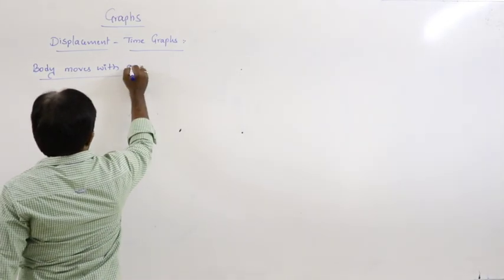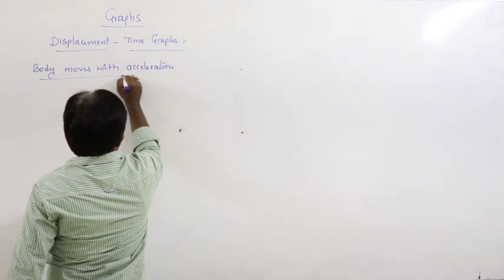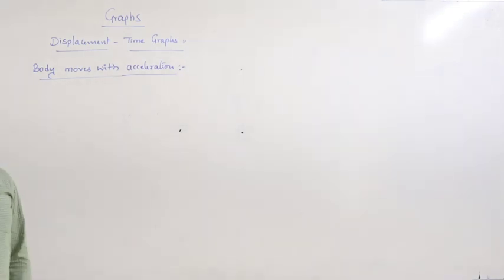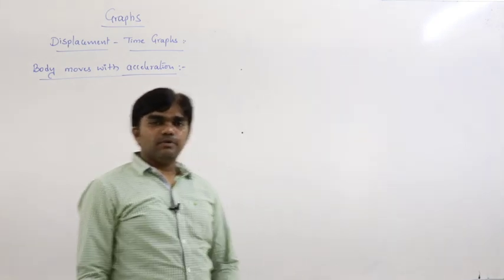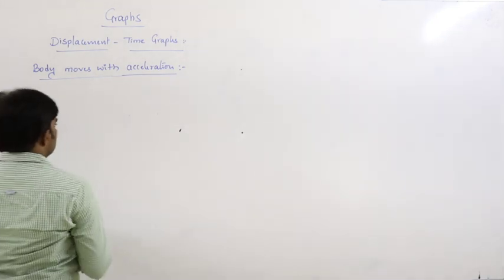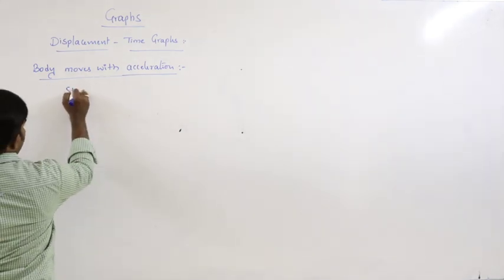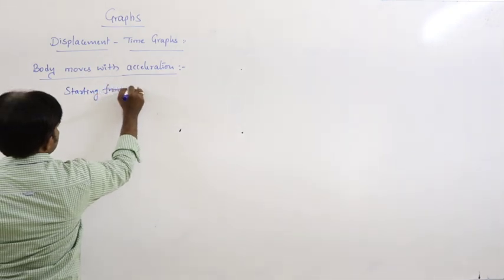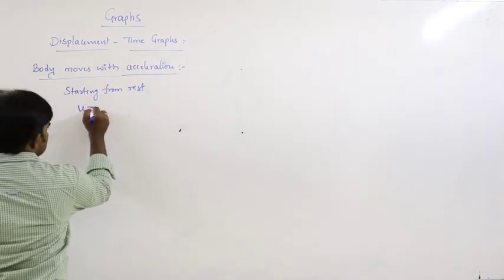Acceleration. If the body moves with acceleration, then what is the shape of the graph? Here, body moves with acceleration. So let us say, starting from rest, that means initial velocity is 0.